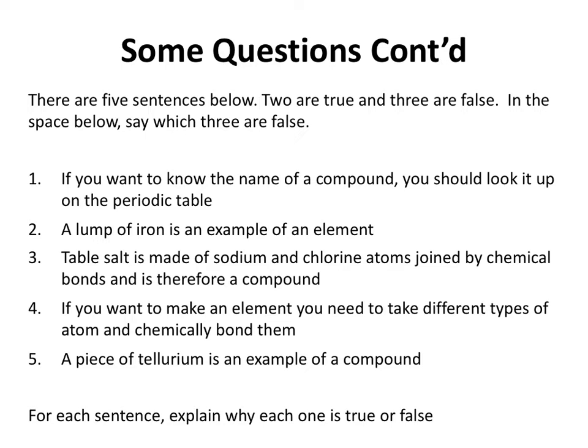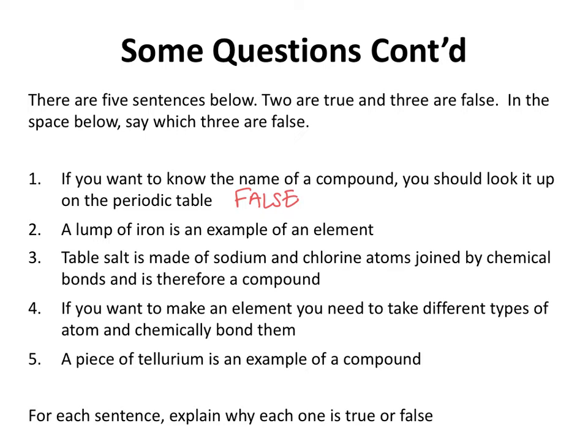Okay, so let's have a look at these questions. If you want to know the name of a compound, you should look it up on the periodic table. Well, if we remember, the periodic table was called the periodic table of elements. So a periodic table only shows the elements that exist, only shows you the 118 different types of atom. So if you want to know the name of a compound, you should look it up on the periodic table. That is false.